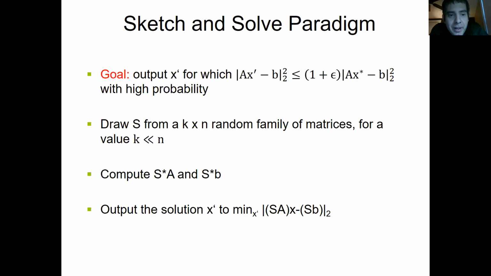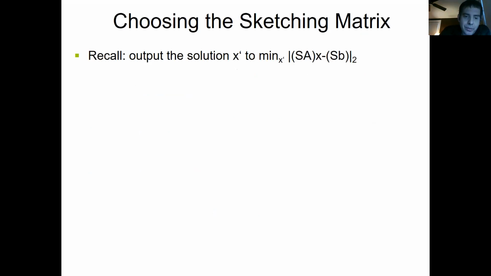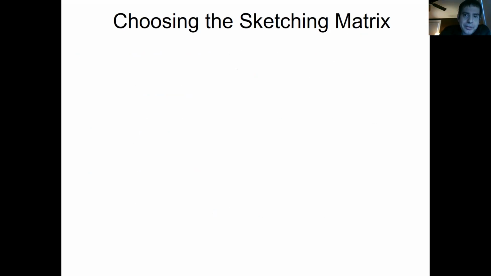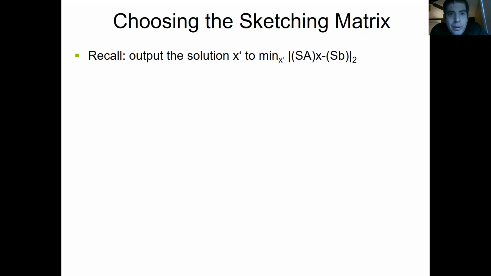And the hope is that for appropriate choices of this random matrix S, if you take the solution X that you get to this sketch regression problem and plug it back into the original problem, that you get a nice approximation with good probability. Okay, and so the natural question here is, well, how do I choose the sketching matrix so that this sketch and solve paradigm works?